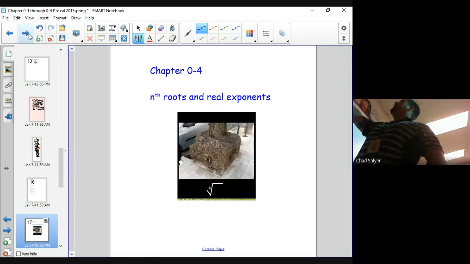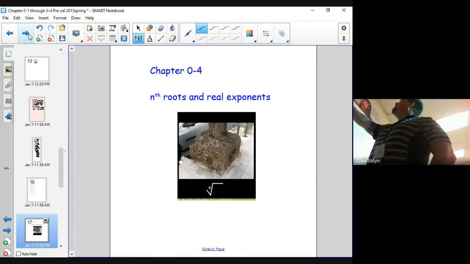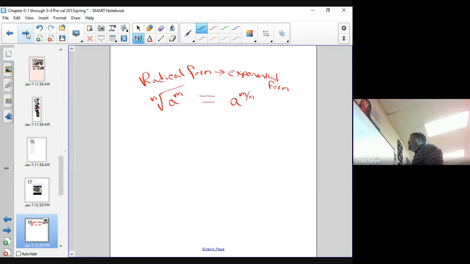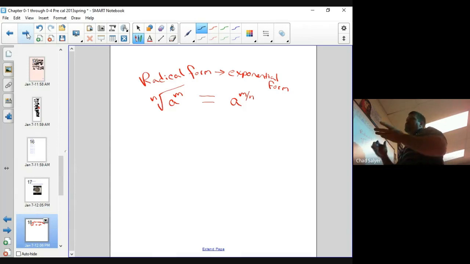And then the last section that we're going to talk about in this video is part 4, which is nth roots. Now, you're used to square roots. Square roots find the second root of a number, but there are other roots. We call them nth roots, and they could be cubic roots, and they could be fourth roots, fifth roots, and so on.